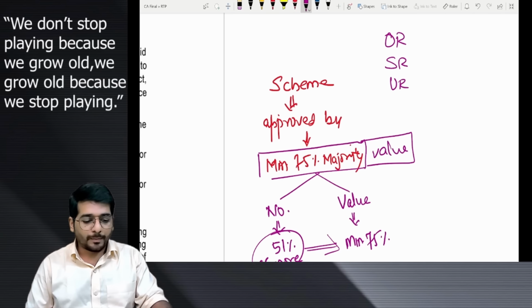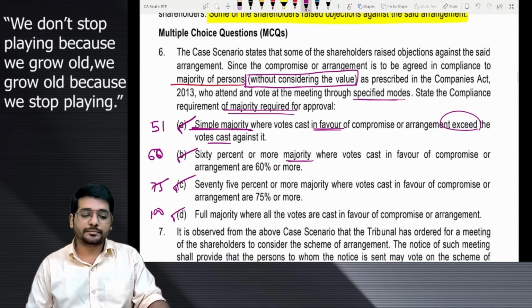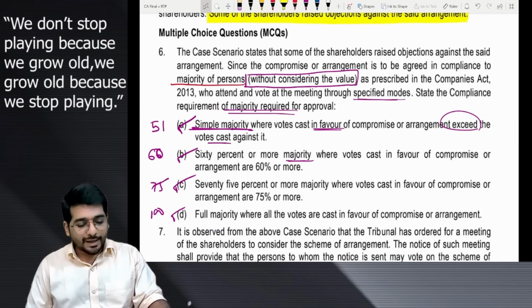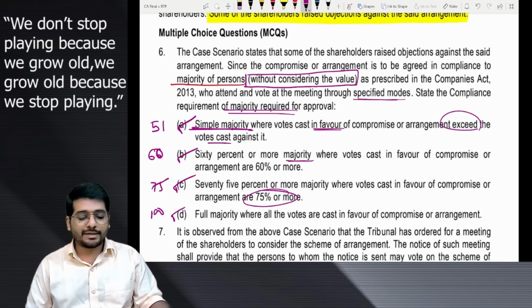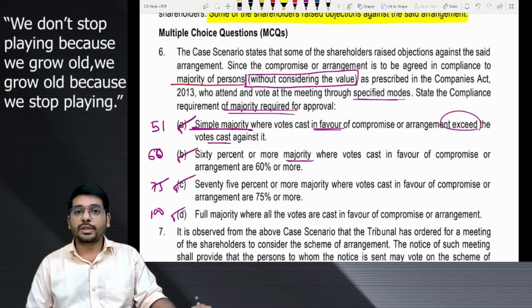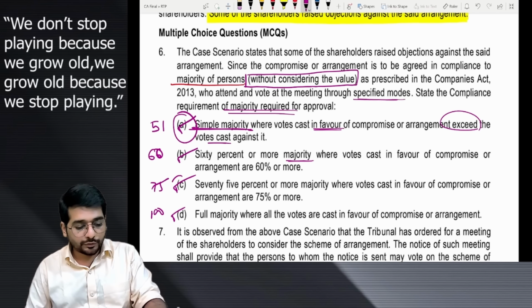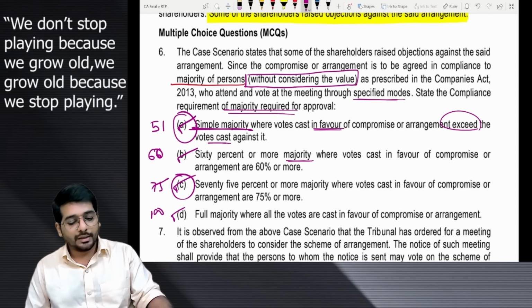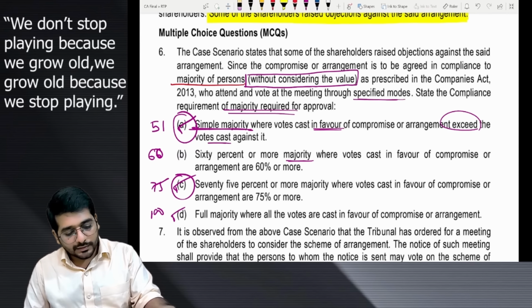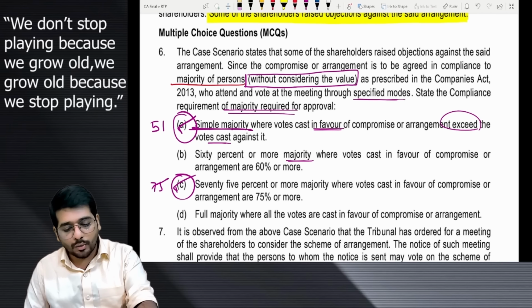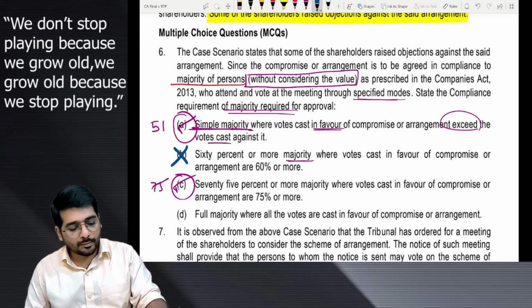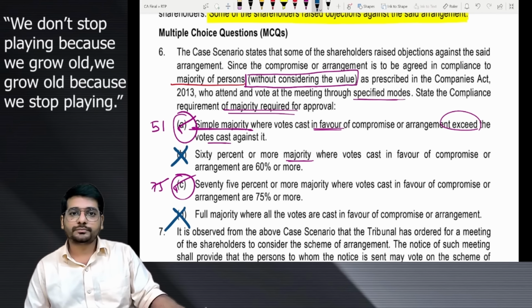Understood? Now, coming back to the question. If I do not know this bifurcation, I would have ticked on 75% or more. Correct? But since we know the bifurcation, we have 2 options now, 51 and 75. The options 60 and 100 go out of the equation, so I am just removing them for avoiding confusion.